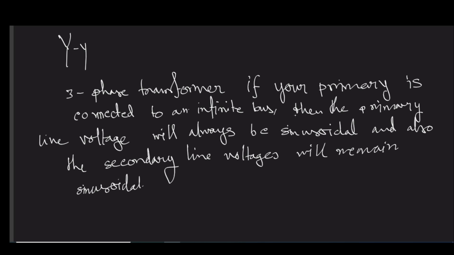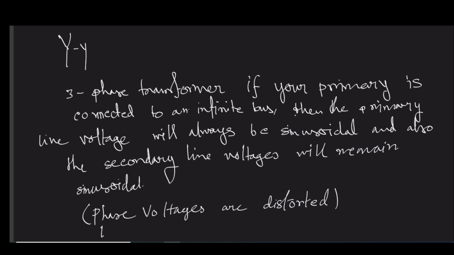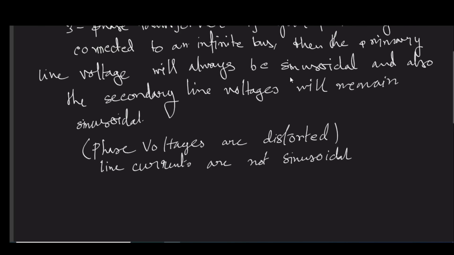Now what we can have is that phase voltages are distorted, or line currents are not sinusoidal, or phase currents are not sinusoidal.